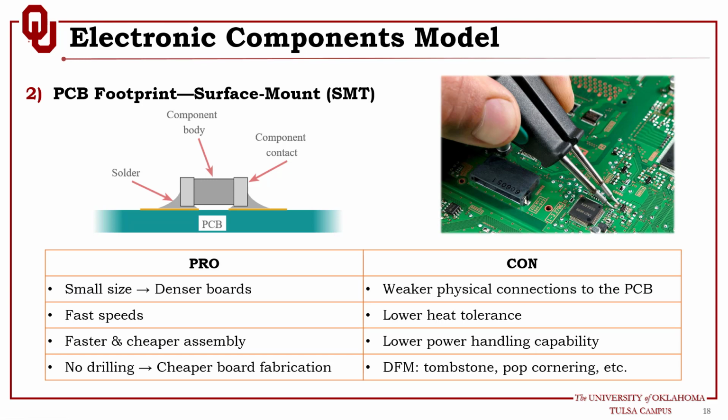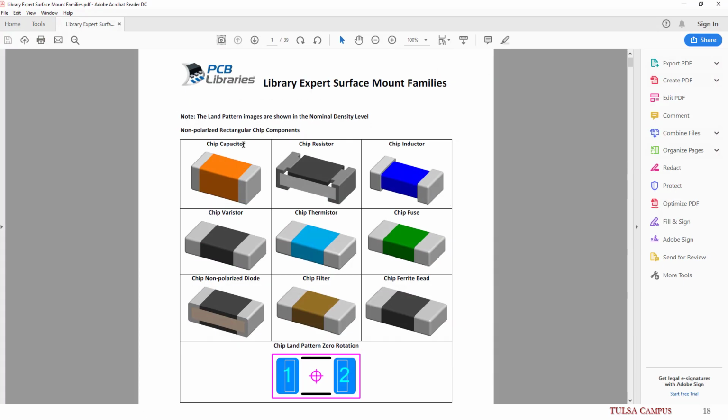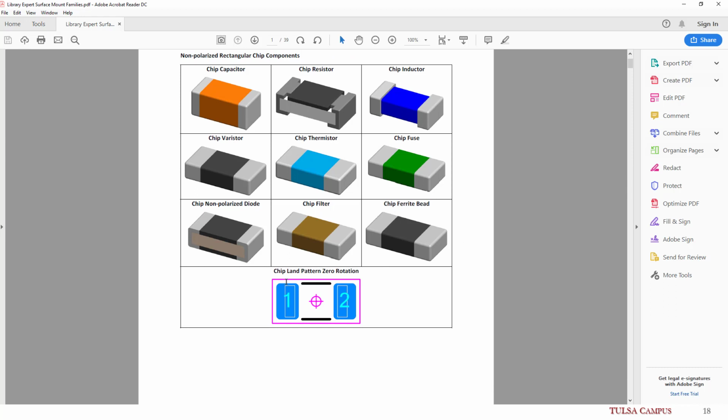Now let's take a look at some examples. Here we have chip capacitors, chip resistors, chip inductors. We'll talk about the footprint size in the next slide. Here you can see the footprint, or land pattern. This is the outline of the component. Here you have the pads, and here is where the pads will fit. So you have a little extra size for the solder.